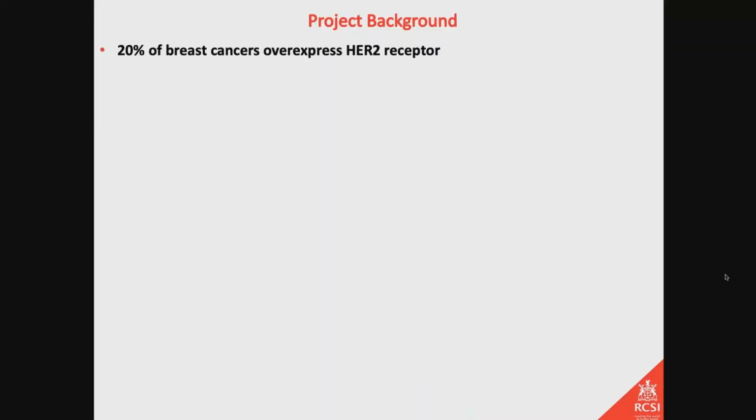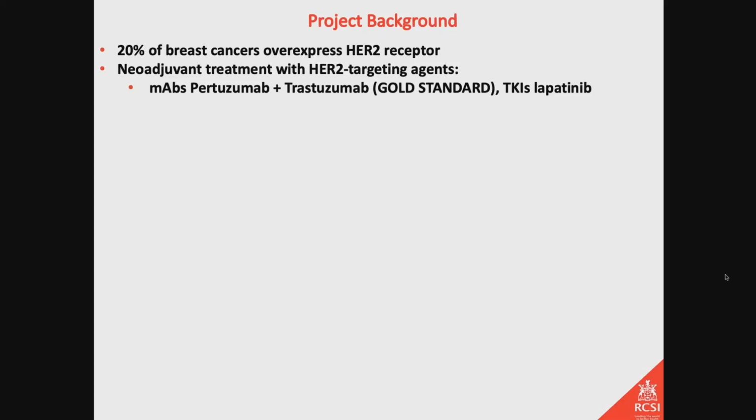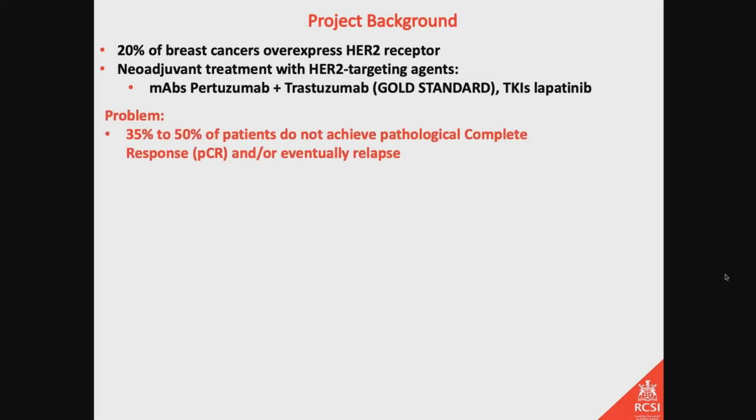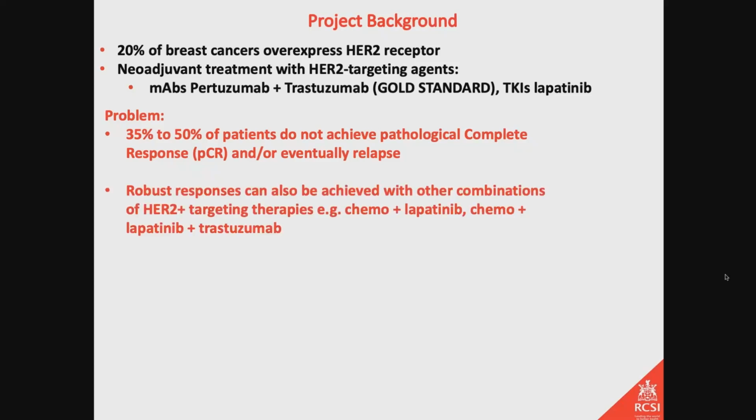So I work on HER2 positive breast cancer, which is a subtype comprising around 20% of all breast cancer cases. Treatment of this subtype has really improved in the past 20 years or so with the use of HER2 targeting agents, such as the monoclonal antibodies pertuzumab and trastuzumab, which are the gold standard when combined, as well as by the use of tyrosine kinase inhibitors such as lapatinib. However, from 35 to 50% of patients don't achieve a pathological complete response with the gold standard, and they may eventually relapse. Robust responses can also be achieved with other combinations of the HER2 targeting agents.